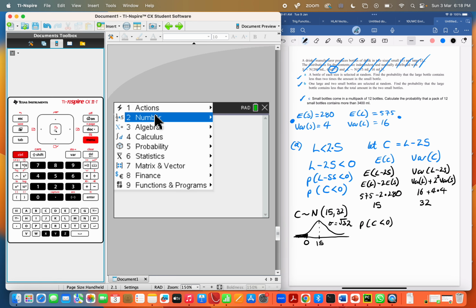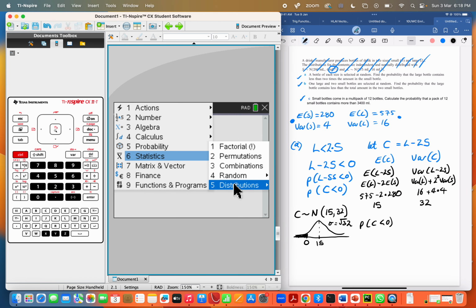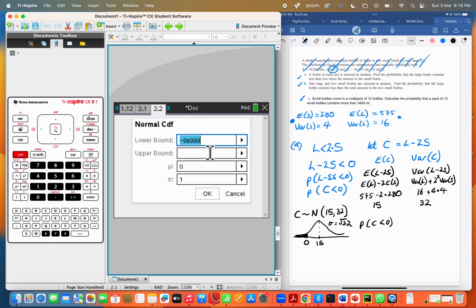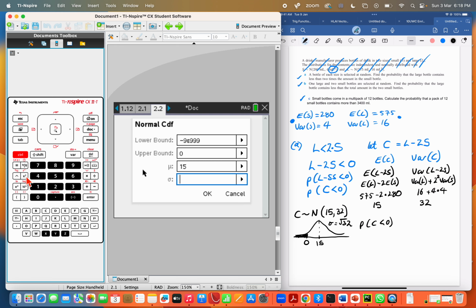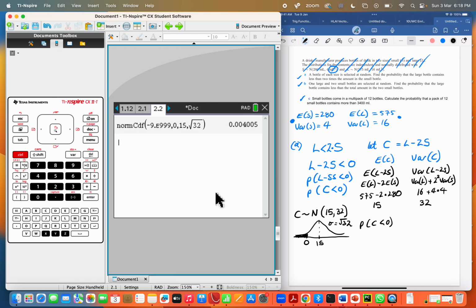So menu, probability, distribution, norm CDF. Lower bound is negative infinity. Technically, these normal distributions go off to infinity, asymptotes. Upper boundary is 0, mean is 15, and the standard deviation we can type in straight away with control x squared to get the square root of 32. Close the bracket, press enter, and it's a tiny value, so the answer is 0.00401 to 3 sig fig, so a tiny probability.